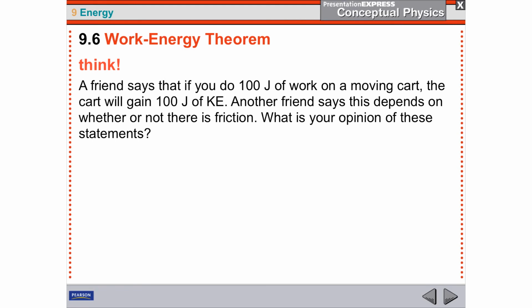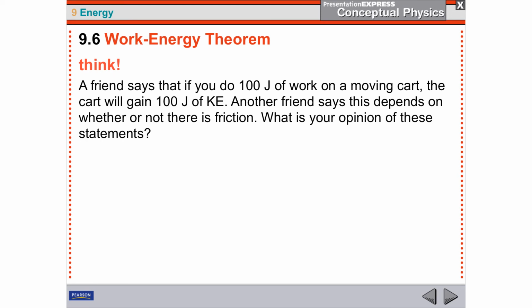So let's see if you can do this one. A friend says that if you do 100 joules of work on a moving cart, the cart will gain 100 joules of energy. When is that the case? When will you get 100 joules out if you put 100 joules in? Okay, so think about that. Another friend says this depends on whether there is friction or not.